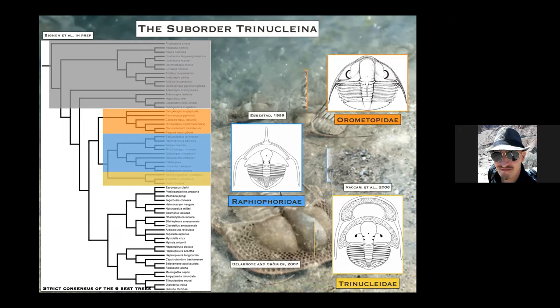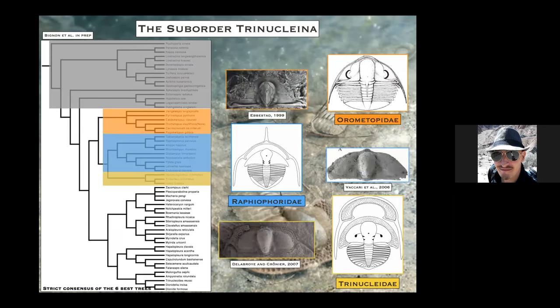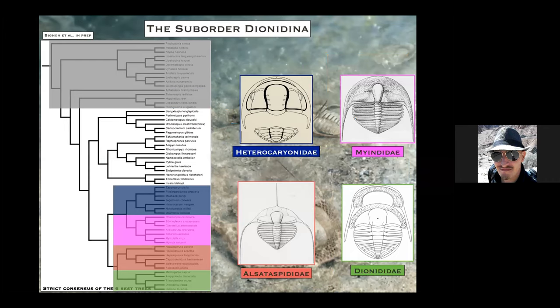Among many other synapomorphies, we identify the alae, the little wing on both sides of the glabella, as rising from the second glabellar lobe. This character is visible in the adults of the Orometopoids, but only in the juveniles of raphiophorids and trinucleids. The other suborder, Dionidina, corresponds to Dionididae, Alsataspididae, Nindididae, and Heterocarionidae.